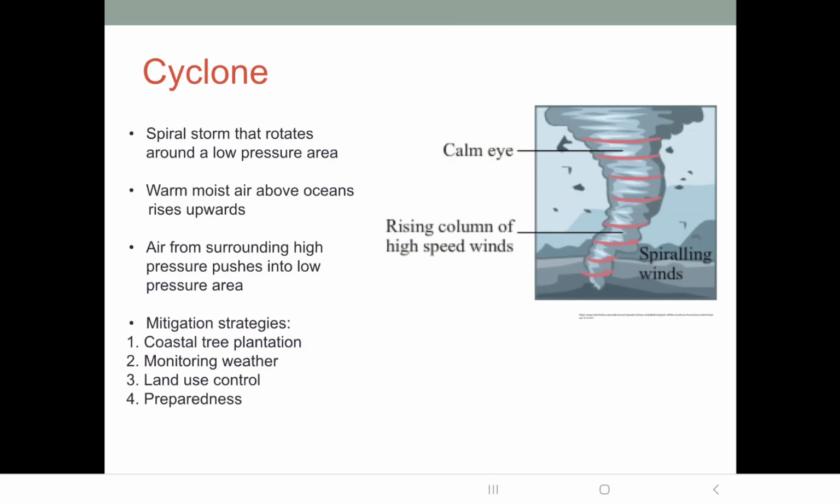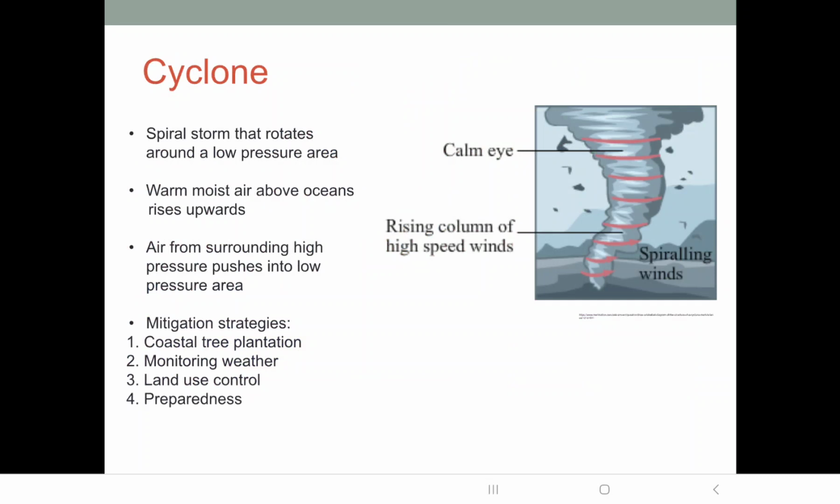So what is a cyclone? A cyclone is a spinning storm. Okay, can you see the diagram? Look at it. It is a spinning storm that rotates around a low pressure area or a low pressure center. How a cyclone is formed, that also we'll discuss.